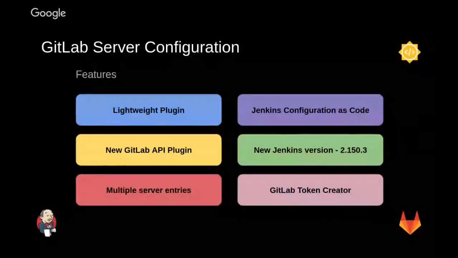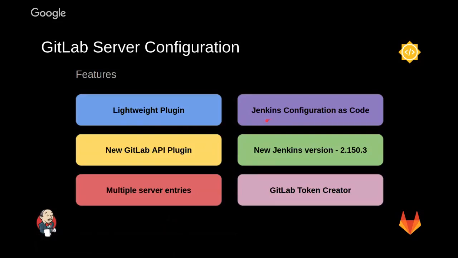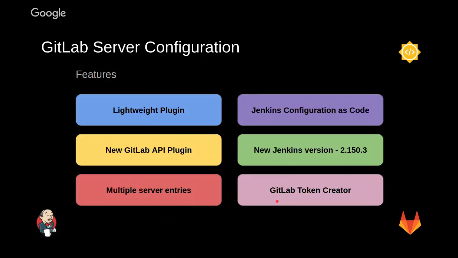In the first phase, I was working on a GitLab server configuration plugin. I'll quickly recap the features that were covered in this plugin. It's a lightweight plugin and it supports Jenkins configuration as code, and it has a separate GitLab API plugin, a newer Jenkins version which provides some UI improvements. You can also add multiple GitLab server entries with the same server URL. And you can also create a GitLab access token inside Jenkins, which is required to authenticate the GitLab API that is used by the plugin.